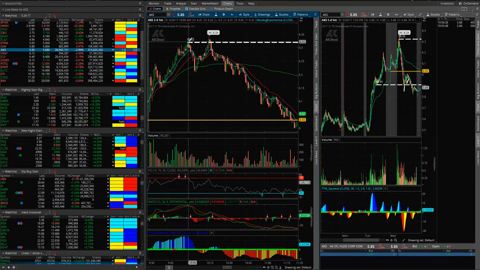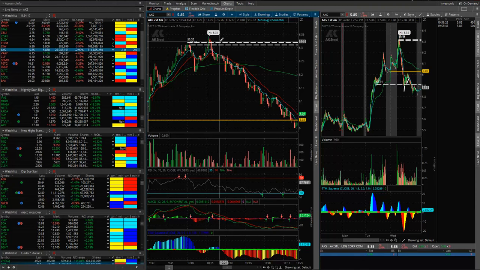Now, right here, theoretically, this was high of day. And right here forms the lower high. Right here, I would have shorted this, risking that 1 cent and just taken this bad boy all the way down and covered somewhere in here. Because look, it happened again. And really what it was forming was a head and shoulders pattern.